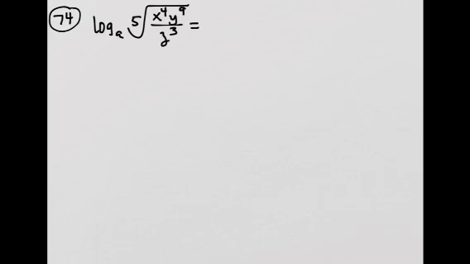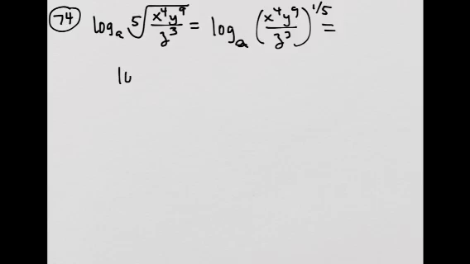Alright, so now we're doing the opposite of number 73. We're actually expanding this. So the 5th root of this fraction would be this. X to the 4th, y to the 9th over z to the 3rd, all raised to the 1/5 power. So we're going to distribute that 1/5 power, and it becomes log base a of x to the 4/5 times y to the 9/5 divided by z to the 3/5.